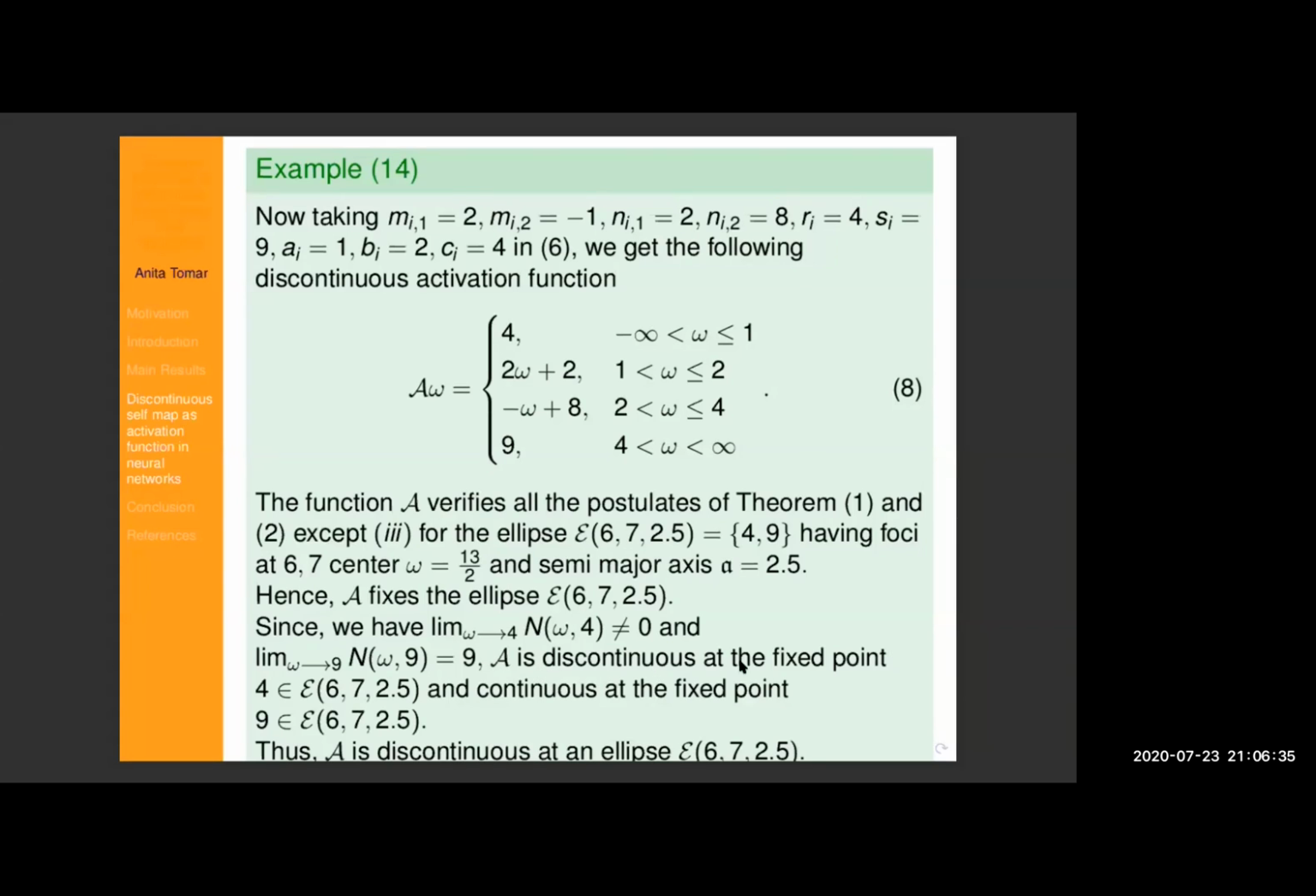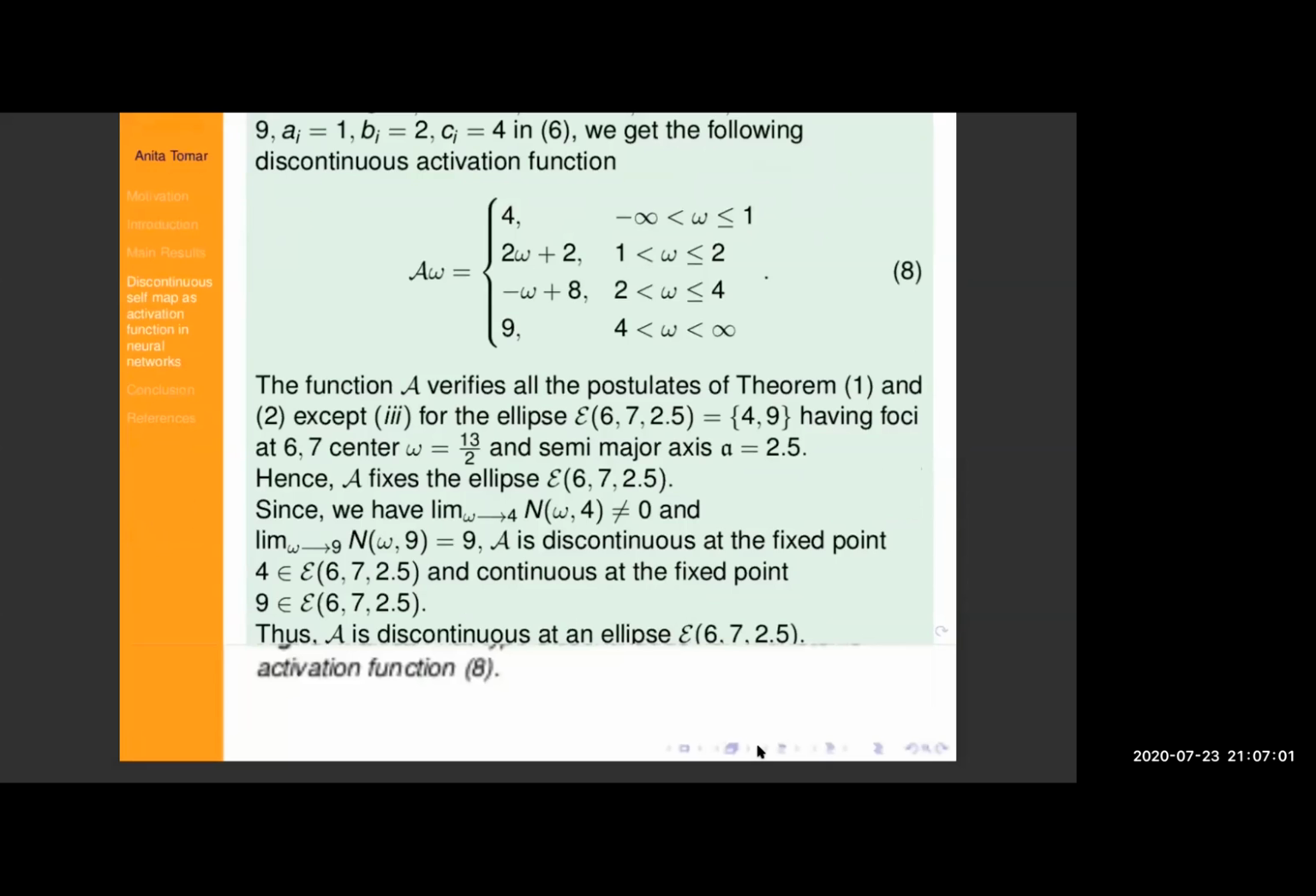So it means A is discontinuous at the point 4 belonging to the ellipse having one focus at 6, another focus at 7, and the length of semi-major axis as 2.5, and is continuous at the fixed point 9 belonging to the same ellipse. It means A is discontinuous at an ellipse 6, 7, 2.5.